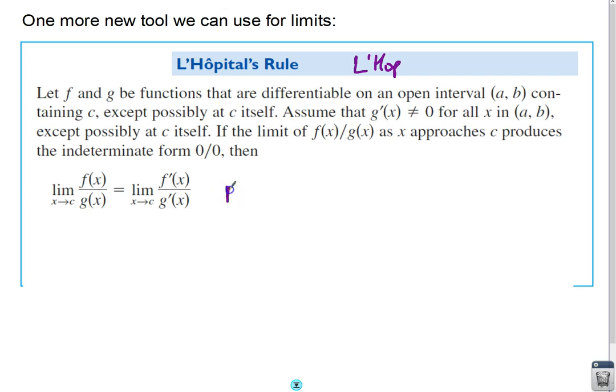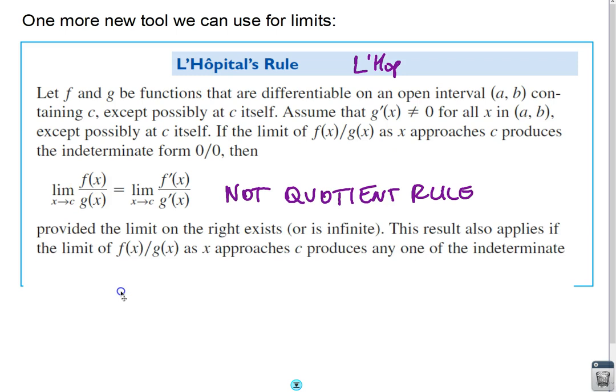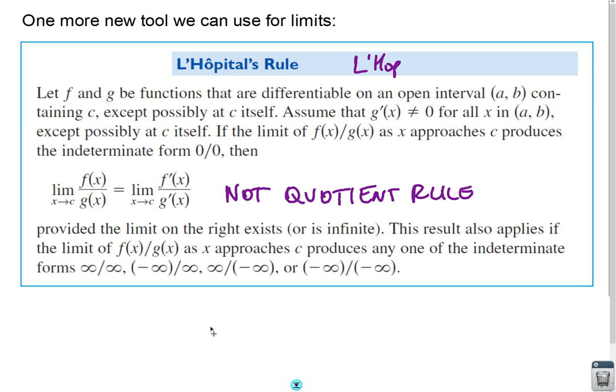Now notice, this is not quotient rule. You are separately taking the derivative of the top function and the separate derivative of the bottom function. You are not considering this as all one function. You're picturing it as two separate functions. Provided that the limit on the right side exists or is infinite. This also applies if it's any of the other indeterminate forms that we have had so far: infinity over infinity, negative infinity over infinity, infinity over negative infinity, or negative infinity over negative infinity. Any of these indeterminate forms, L'Hopital's will work.